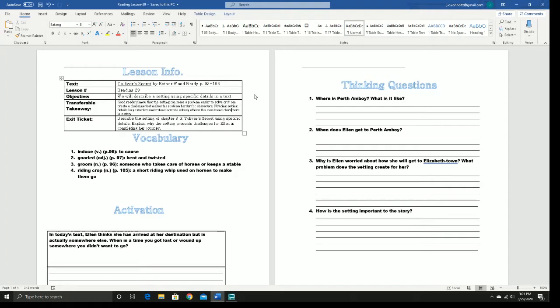Okay? So our big goal at the end is to be able to describe the setting of chapter 8 and use specific details from the text to show some of the things that we discover about it. And then we're also going to explain why the setting presents challenges for Ellen in completing her journey. And so putting those two pieces together, being able to describe the setting and then why it's important to the story and how it connects to her challenge.